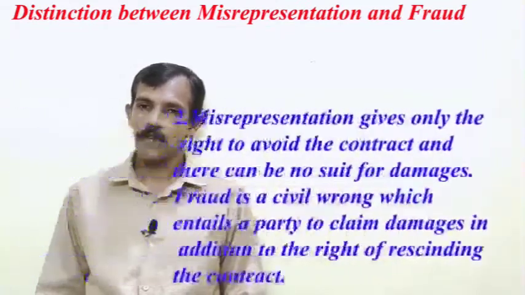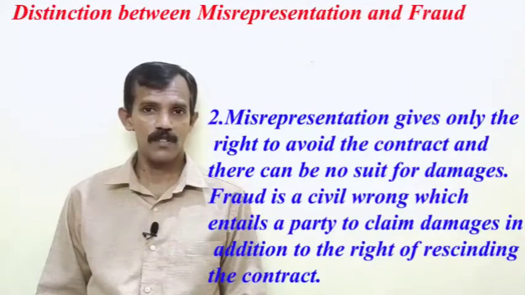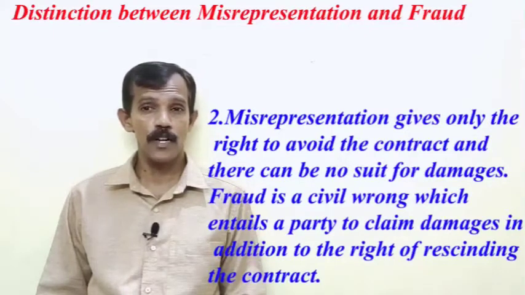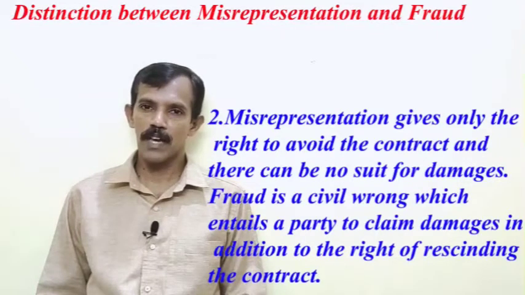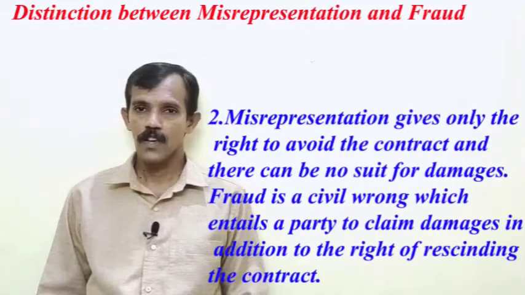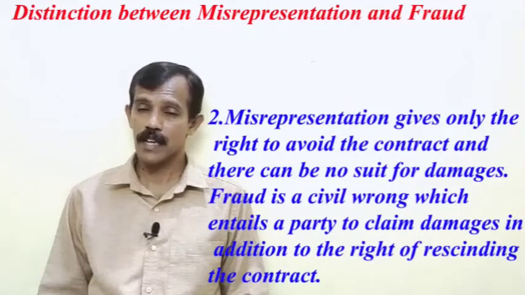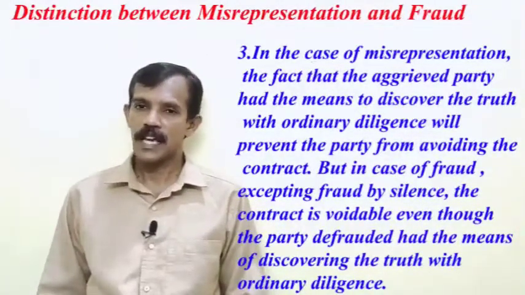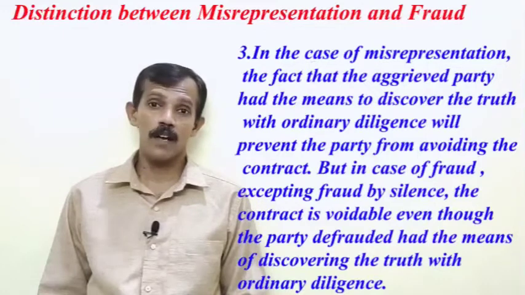Second difference, misrepresentation gives only the right to avoid the contract and there can be no suit for damages. Fraud is a civil wrong which entitles a party to claim damages in addition to the right of rescinding the contract. Third distinction: in the case of misrepresentation, the fact that the aggrieved party had the means to discover the truth with ordinary diligence will prevent the party from avoiding the contract.